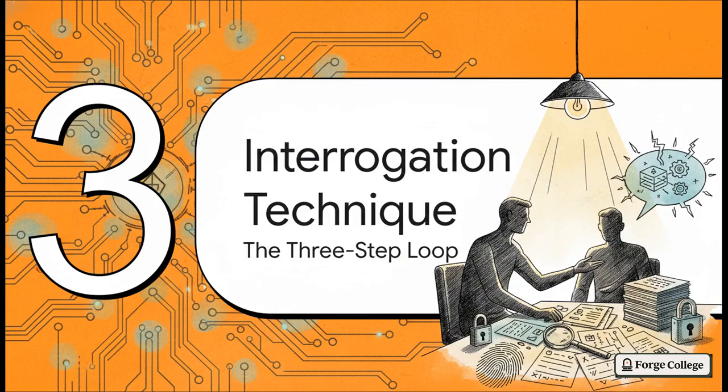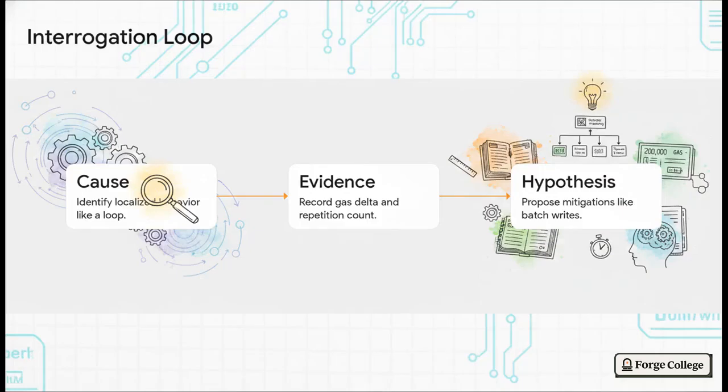Part 3, the interrogation technique. Okay, so we have our raw opcode evidence. But look, a giant pile of evidence doesn't solve a crime by itself, right? How do we actually interrogate this data to get a confession out of our smart contract? Well, we use a highly effective three-step interrogation loop.